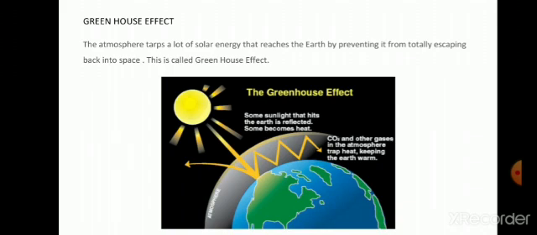Greenhouse effect. The atmosphere traps a lot of solar energy that reaches the Earth by preventing it from totally escaping back into space. This is called the greenhouse effect. Or in other words, the greenhouse effect is a natural process that warms the Earth's surface. The greenhouse effect is one of the things that makes Earth a comfortable place to live.